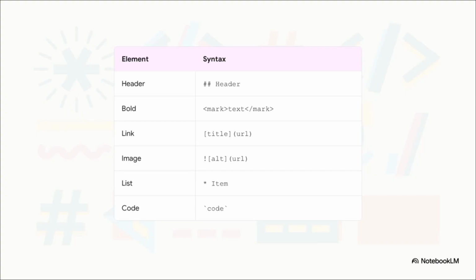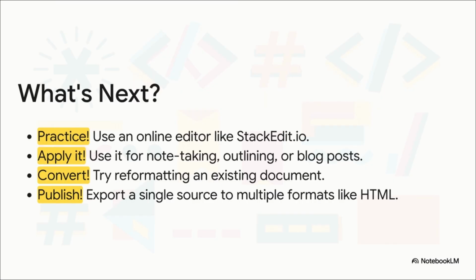Headers with hashes, bold text with double asterisks, links with brackets and parentheses, images are just links with an exclamation point, lists start with an asterisk, and inline code uses backticks. Honestly, if you master just these 6 things, you could handle about 90% of all your writing needs. This is your foundation. So what now?